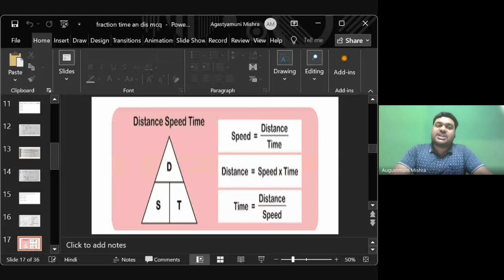I just shared with you. You can just take a screenshot. You can note it down, because all these formulas are going to help in the coming questions.